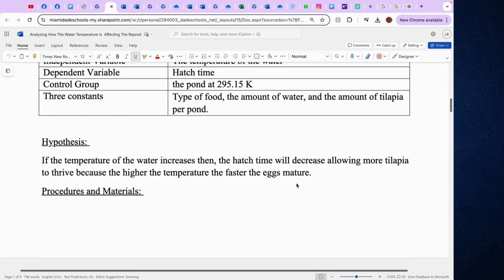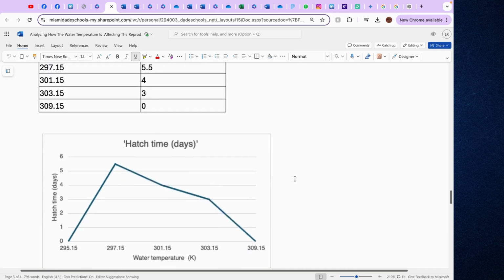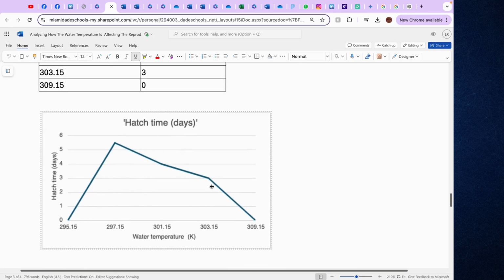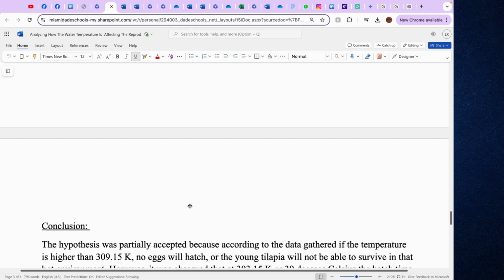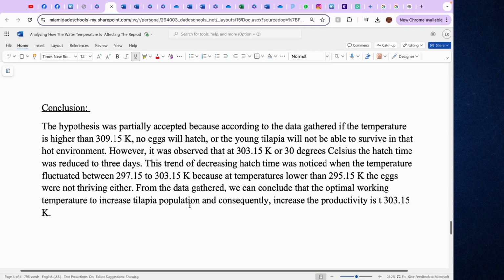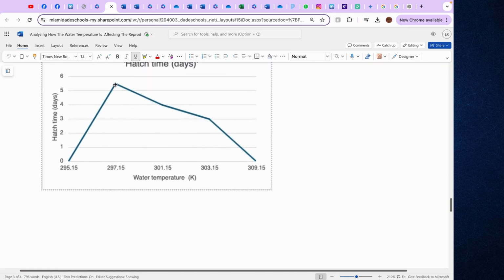That was our hypothesis. However, when we were looking here at the data, and you can see that clearly here, when the temperature is 36 degrees or 309.15 Kelvin, nothing is gonna happen. Does that mean that the entire hypothesis was incorrect? No, because when you look over here, when you go from this temperature all the way through this one, the hatch time decreases, which is good, meaning that you're able to get more tilapias in less amount of time.